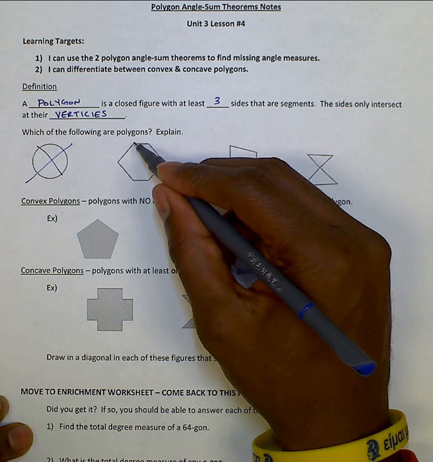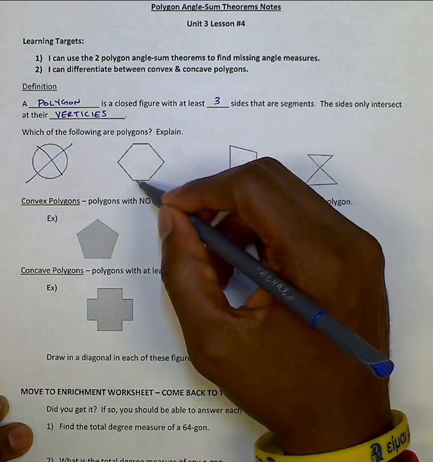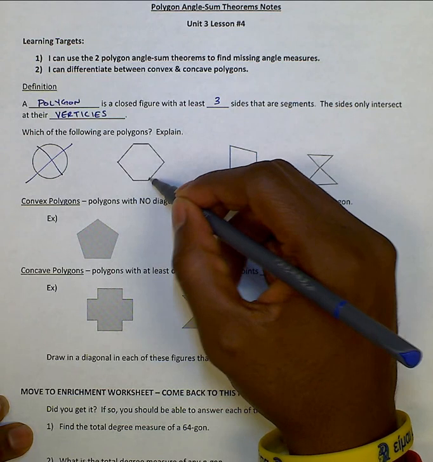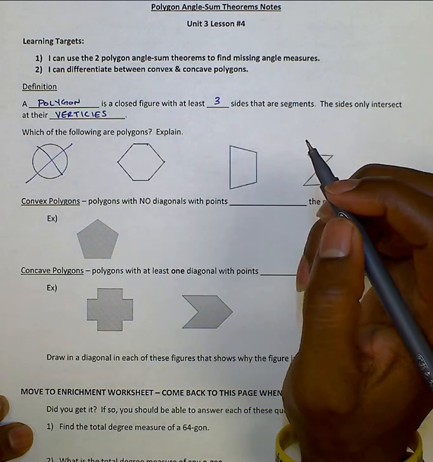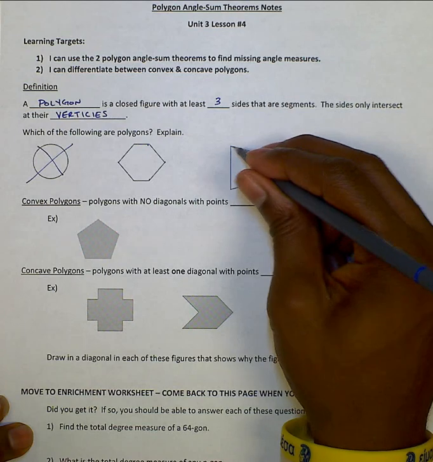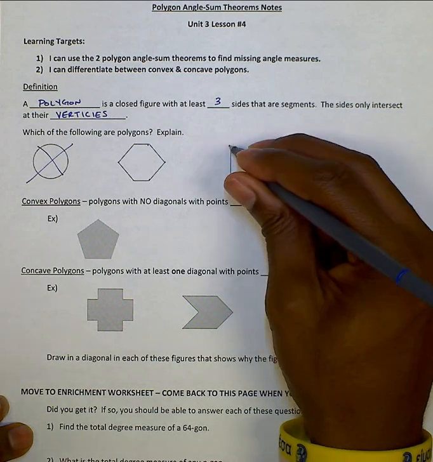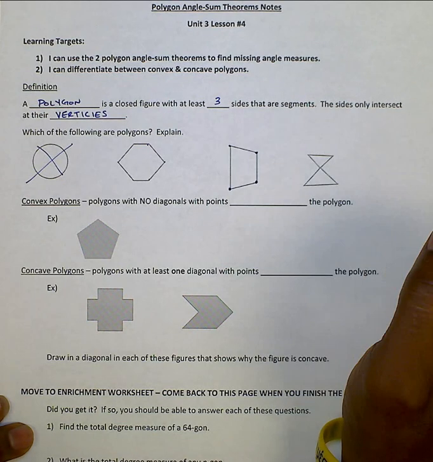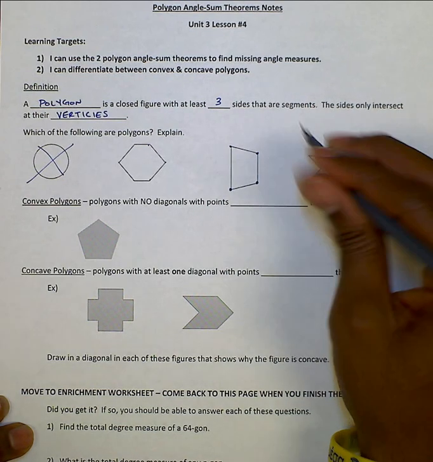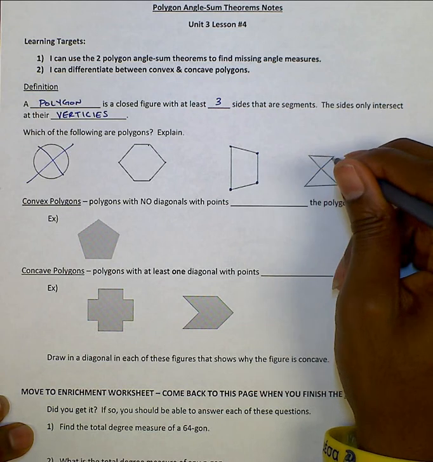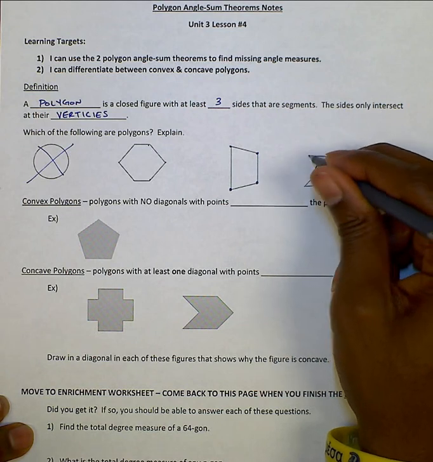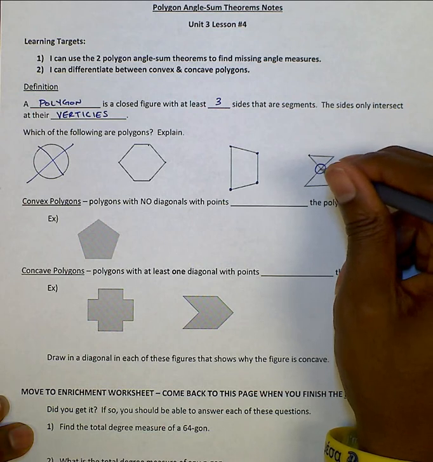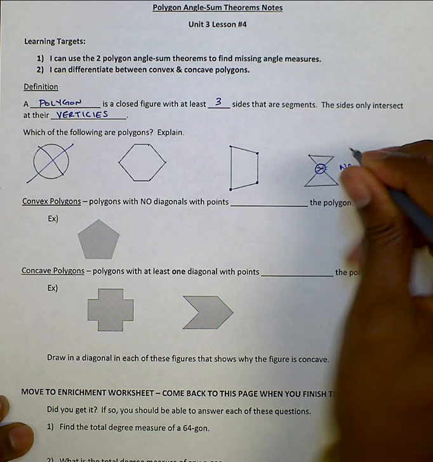Here we have six sides, so a hexagon. All the sides are segments. They all just meet at the vertices, and so this is a polygon. This looks like a four-sided figure, maybe a trapezoid, but we know that it has all segments and they only intersect at their vertices. And here, this is not a polygon, the reason being that they intersect inside, so it doesn't intersect at the vertices of these lines. So, no, yes, yes, no.